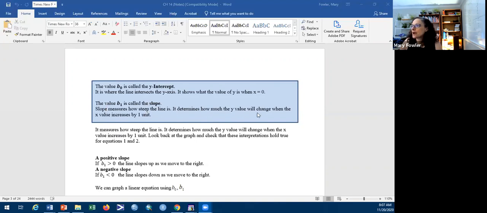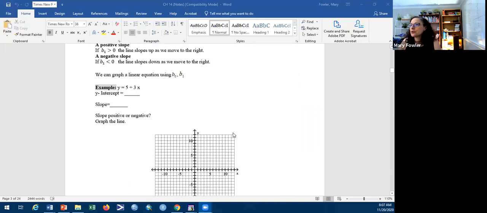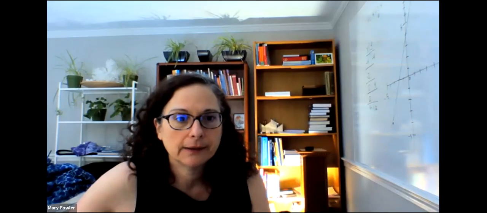Okay, so the slope does have this specific interpretation. It determines how much the y will change when the x value increases by 1 unit. It measures how steep the line is. All right, we note that a positive slope is when you move to the right and the line increases, and a negative slope is when you move to the right and the line decreases. So just to give us one example of a negative slope, go to the whiteboard and quickly y equals 2 minus 4x. We'll look at that one.